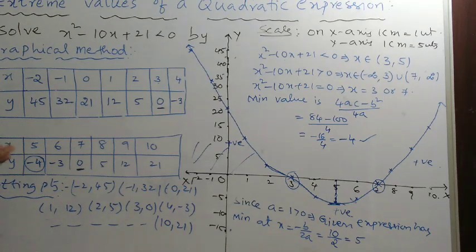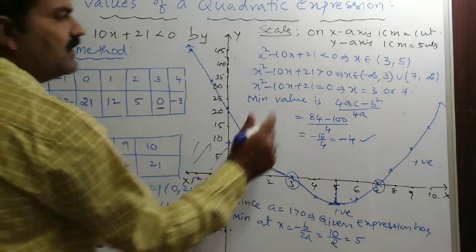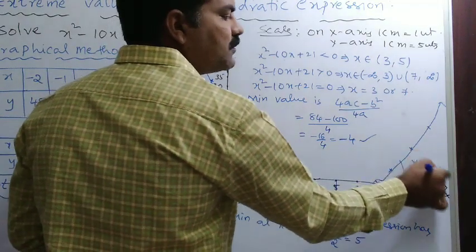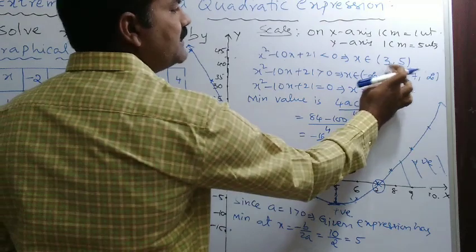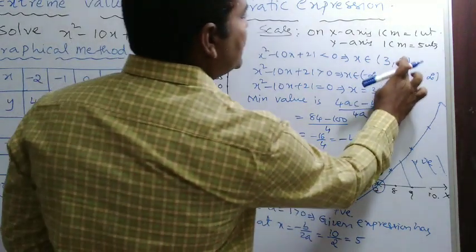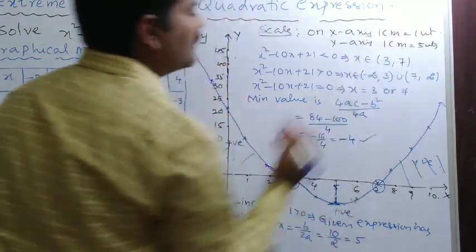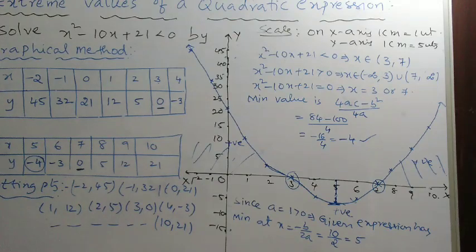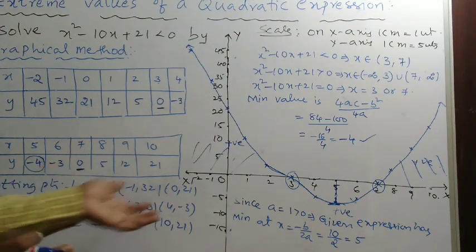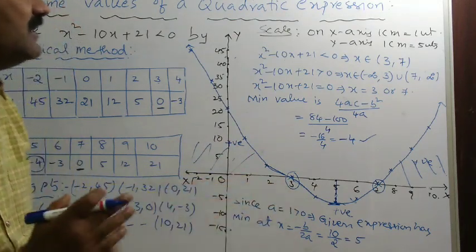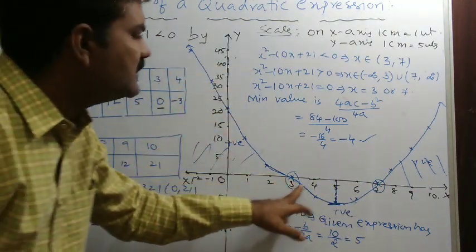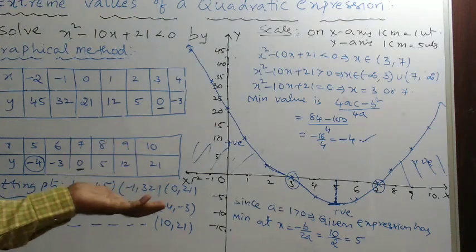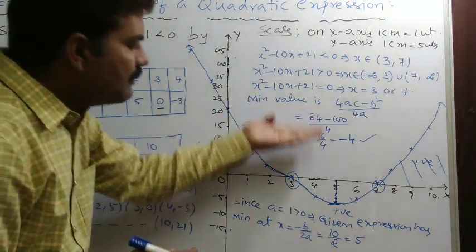Where it is positive, clearly this is the reason it is positive. And moreover here also it is positive. And below the x-axis, in between 3 to 7, open interval 3 comma 7, it is negative. And especially, what are the roots of the given equation? 3 comma 7. If it is an expression, what are the zeros? Yes, 3 comma 7.